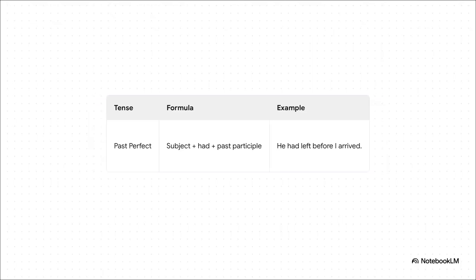The past perfect is often called the past of the past, which is a great way to think about it. You use it when you're already talking about the past, and you need to mention something that happened even before that. In "he had left before I arrived," you have two past actions, my arrival and his departure. The past perfect makes it crystal clear which one came first.